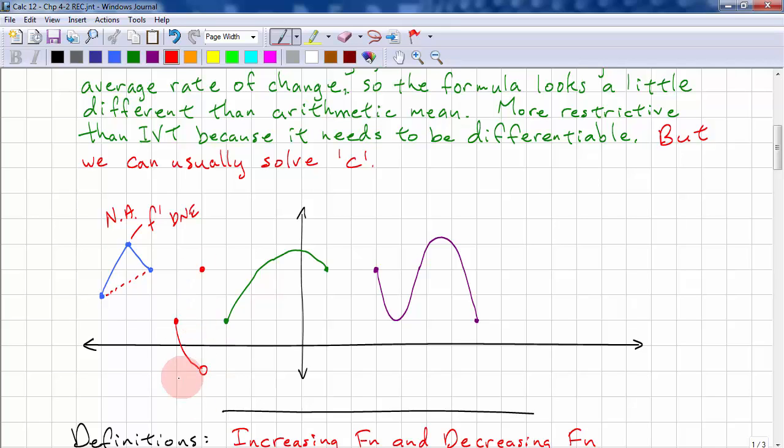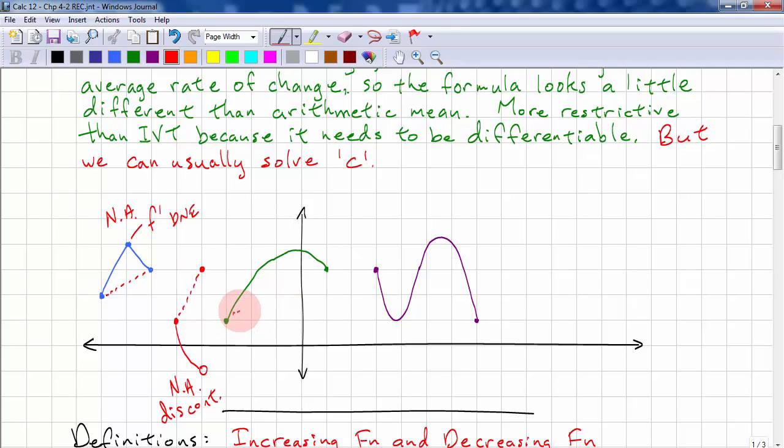Here, this is not applicable as well. And the reason is it's discontinuous. There's a jump discontinuity here, and the mean value theorem requires continuity. And that's the average rate of change.